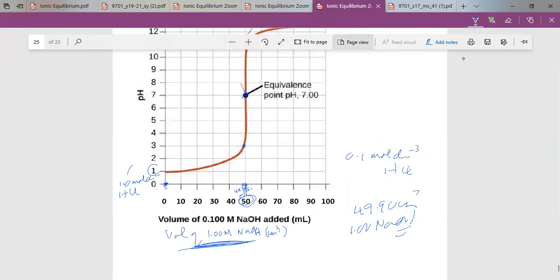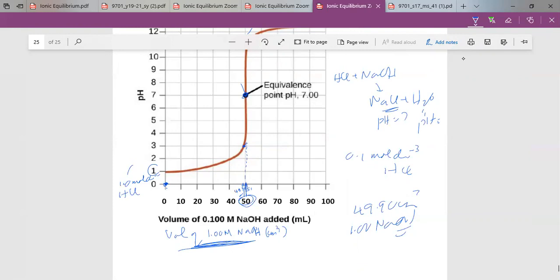Why? Because NaCl is a neutral salt. Because HCl plus NaOH when it's finished gives you NaCl plus H2O. This is a neutral salt, so this is pH 7. So at the neutral point it will be 7 at 50. So 3 and then 7 here.